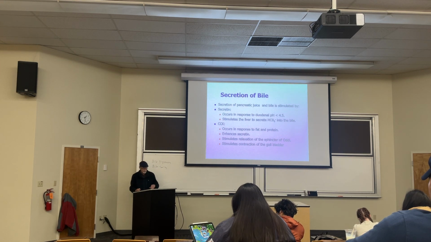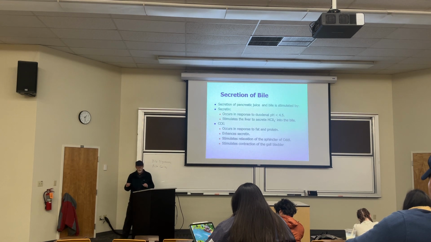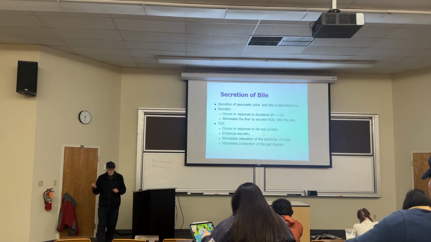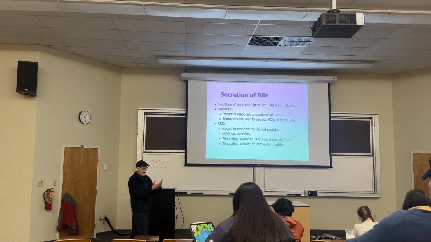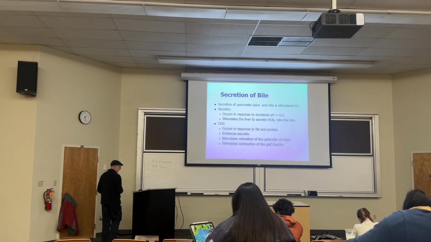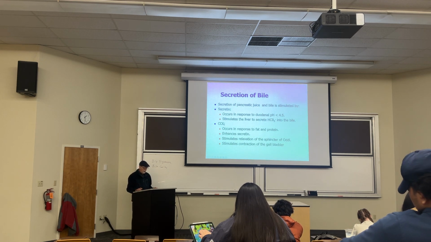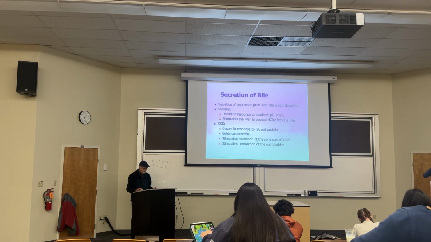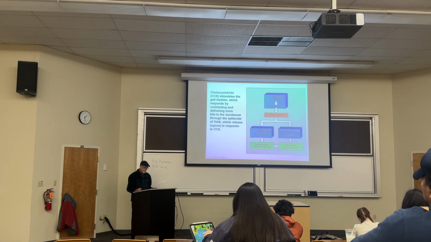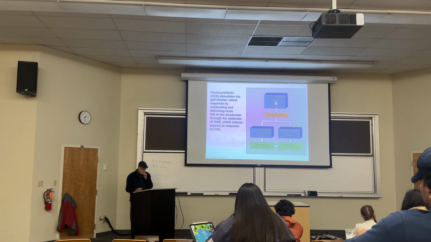It also relaxes the opening, the sphincter of Oddi in the duodenum, to allow passage of the bile into the duodenum. So cholecystokinin really facilitates bile secretion and gallbladder contraction. So here it is, cholecystokinin secretion contracts the gallbladder, relaxes the sphincter, bile can go into the duodenum.